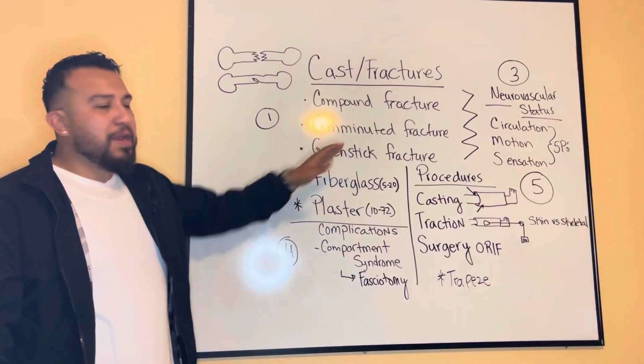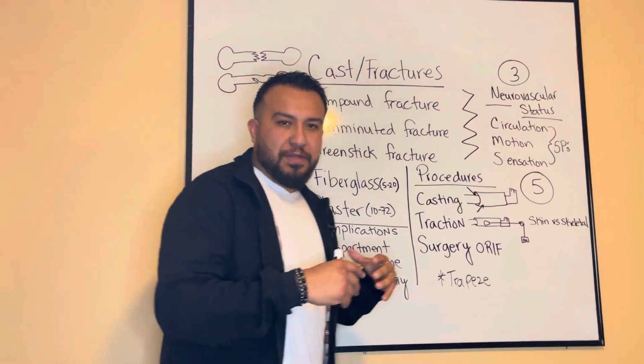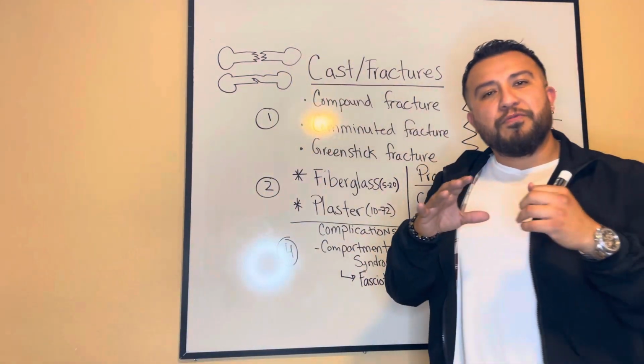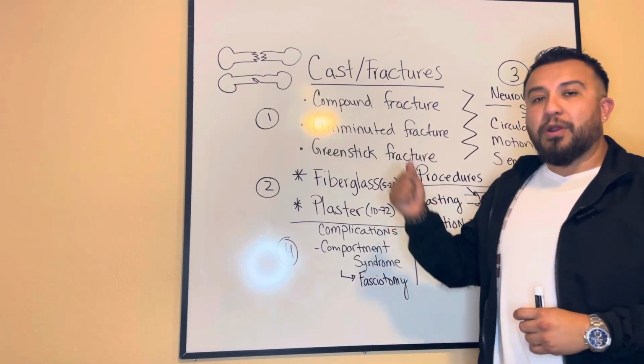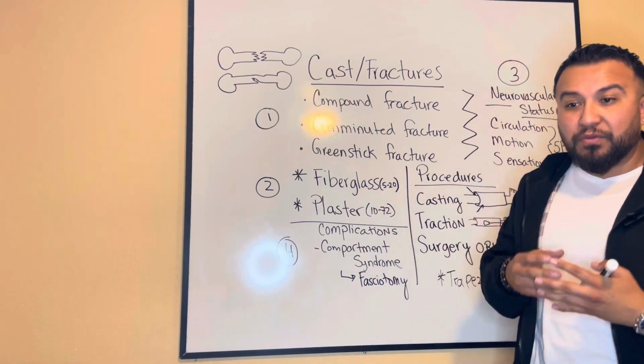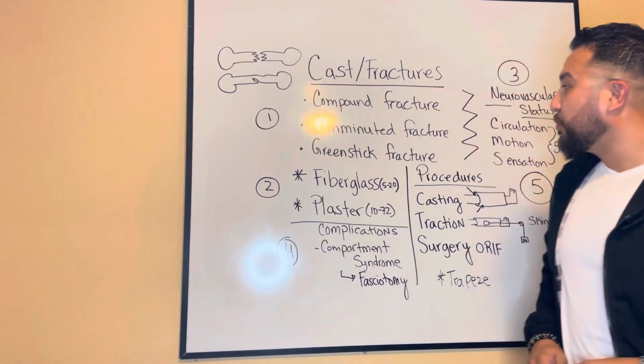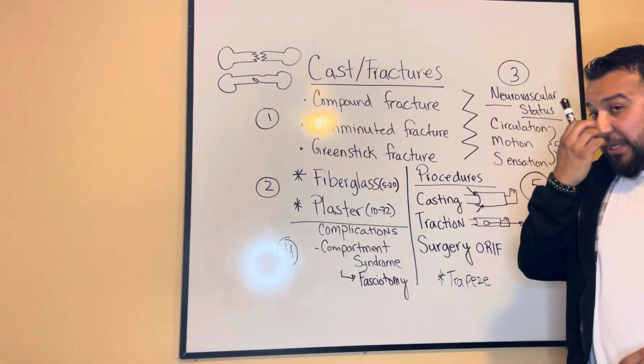A comminuted fracture is a little bit different. Usually it occurs secondary to a crush injury, and the bone is fragmented into at least 3 pieces or more, and that requires pins to stabilize them, so hopefully they can adhere and heal more adequately. And then lastly, we have the greenstick fracture.